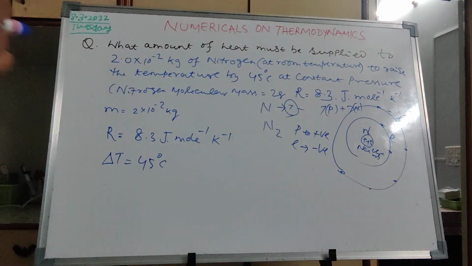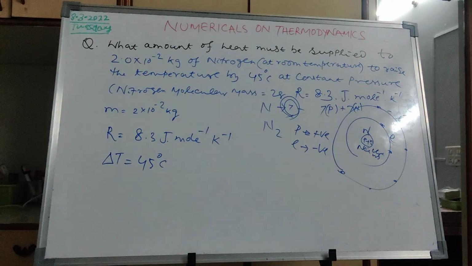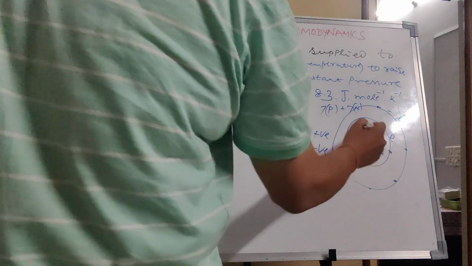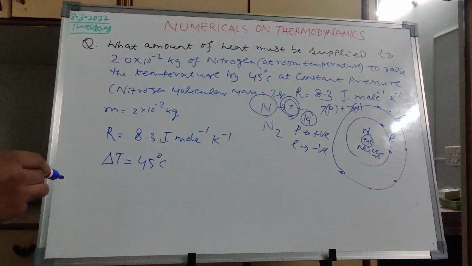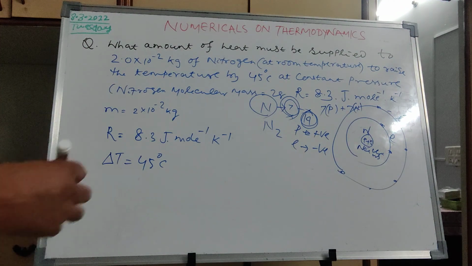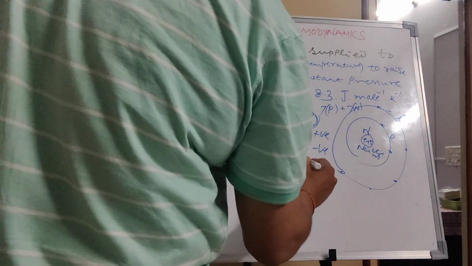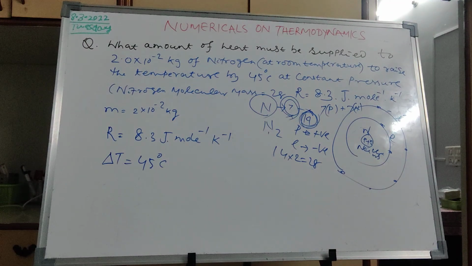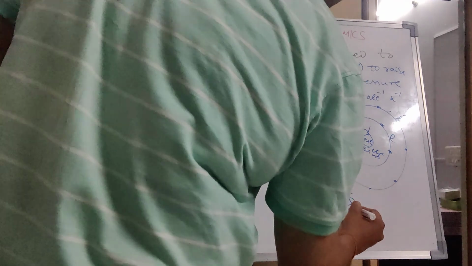Right. So atomic number is nothing but the number of protons. So 7 protons are there inside. If there are 7 protons, there have to be 7 neutrons also. So with 7 protons plus 7 neutrons, for one nitrogen atom the mass will be 14. In one molecule it will be 14 into 2, that is 28. So that is the mass of one nitrogen molecule, and 1 mole of nitrogen molecules is nothing but 28 kg.